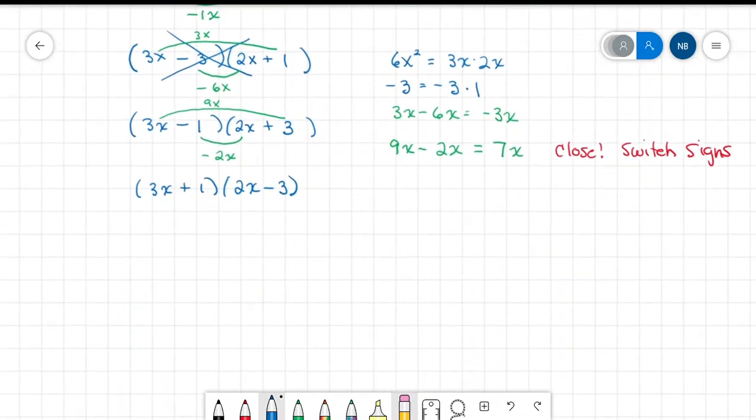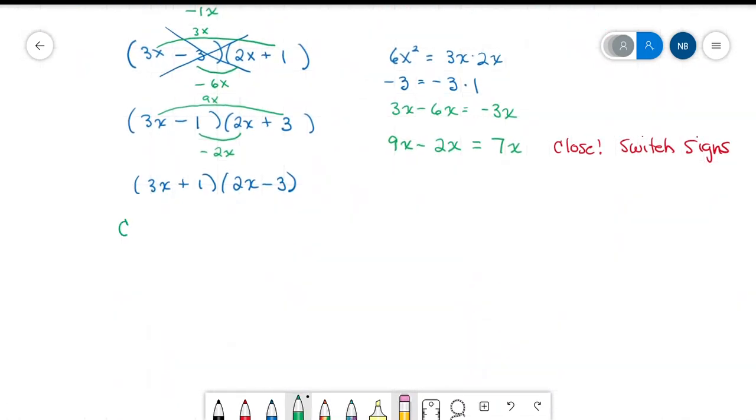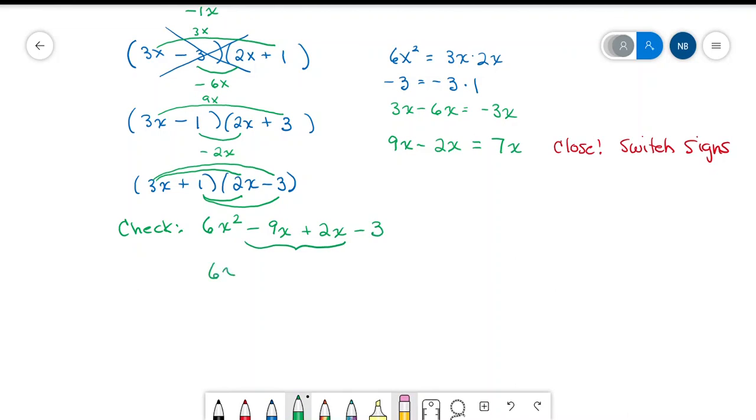And now we'll check the whole thing from scratch, just to be extra super careful. 3x times 2x is 6x squared. 3x times negative 3 is negative 9x. 1 times 2x is positive 2x. And 1 times negative 3 is negative 3. When I combine like terms in the middle, I get 6x squared minus 7x minus 3, which is exactly what I started with. Now that took a lot more steps.